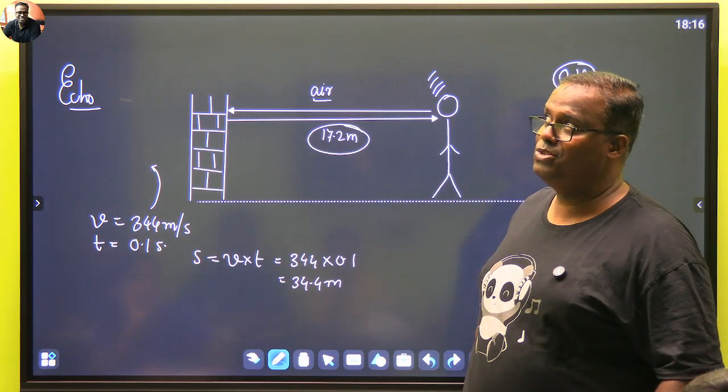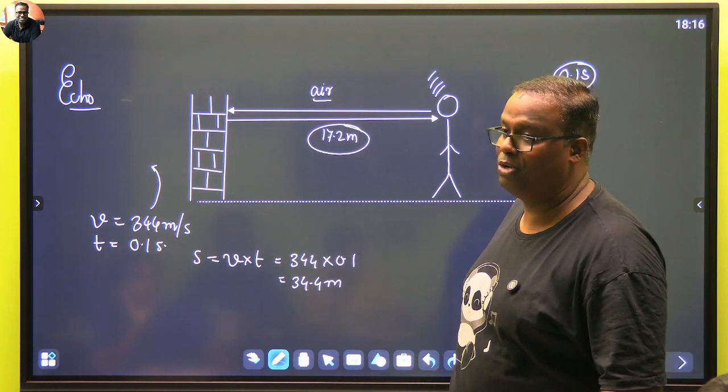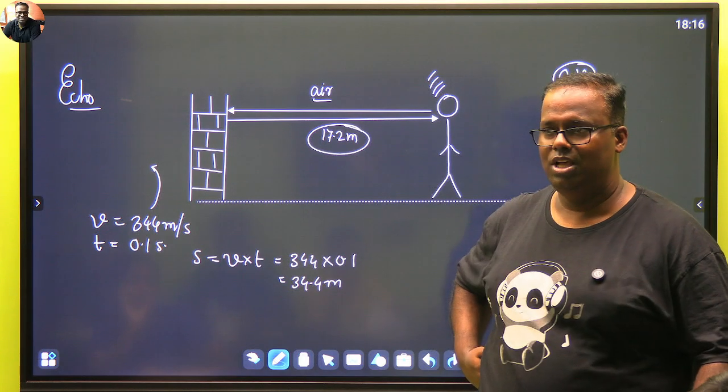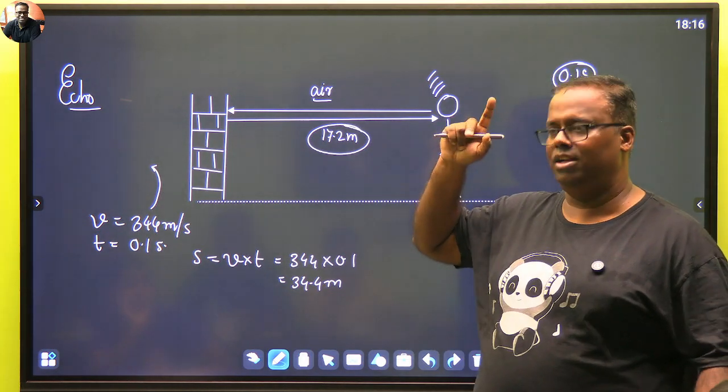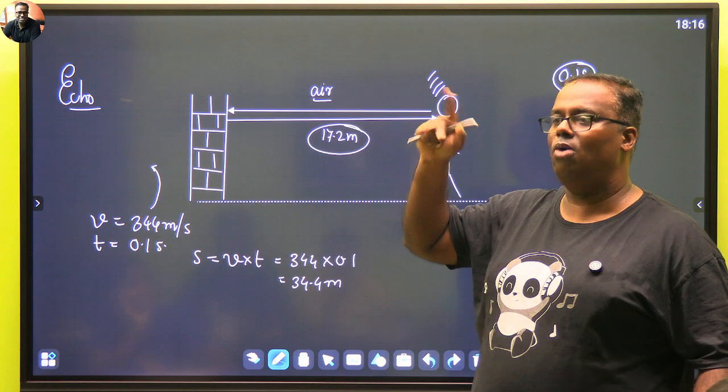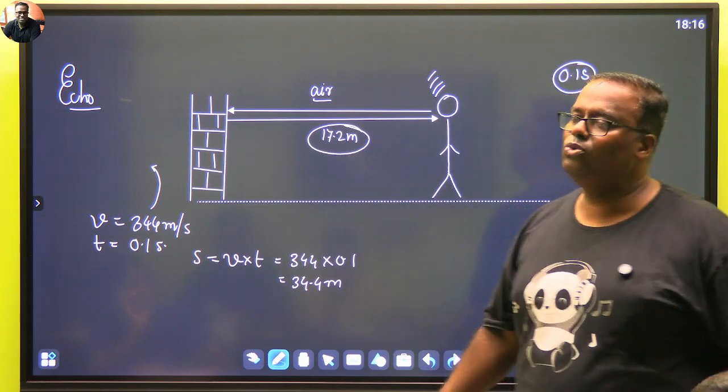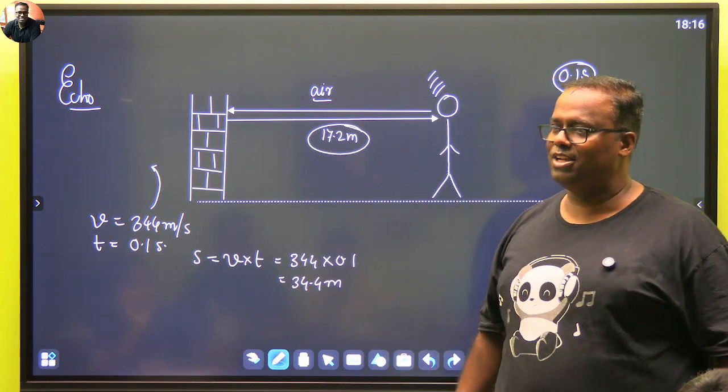In higher classes, you'll study one more thing called the Doppler effect. Doppler effect is very interesting, like an ambulance. An ambulance comes with the same siren. What is that? Wow, wow, wow, wow. But how are you able to say ambulance आपके घर के पास आ गया है अभी?